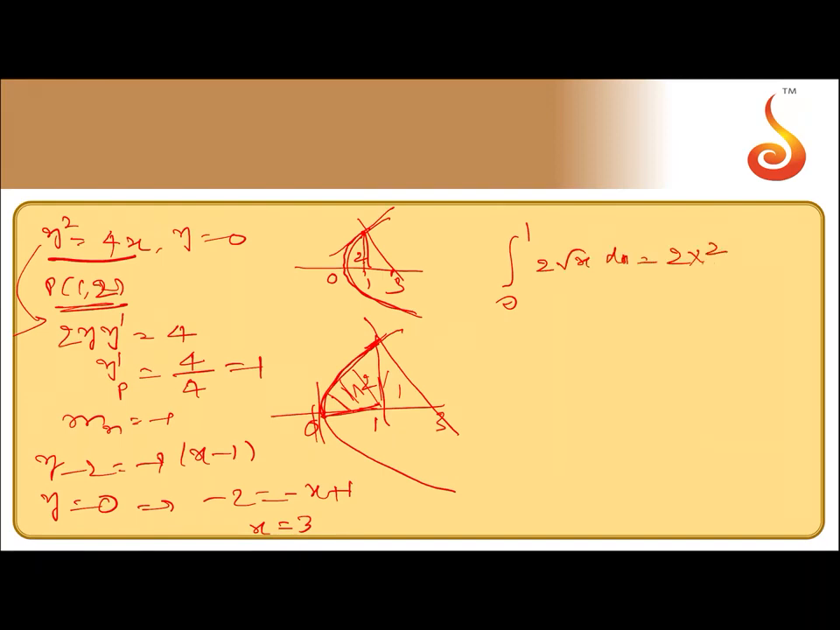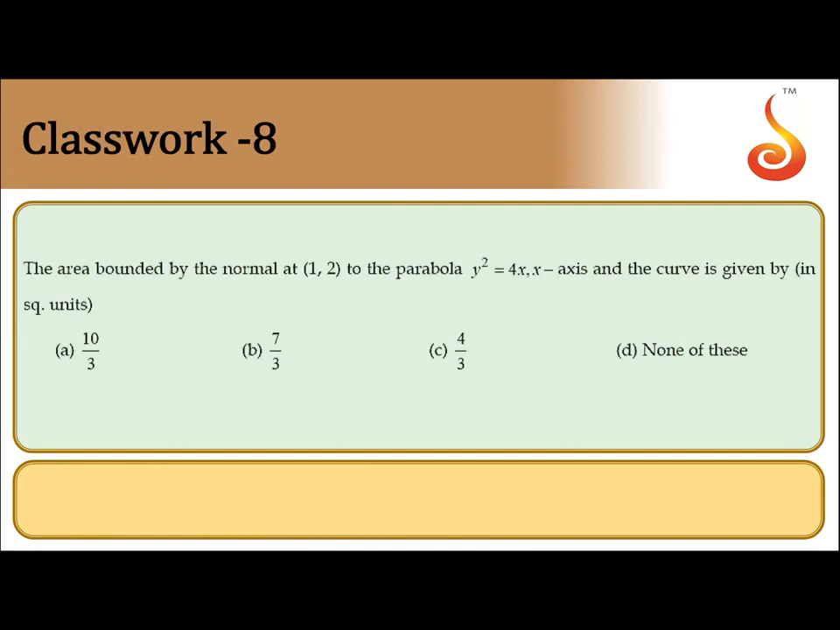That equals 2 multiplied by 2 by 3 x root x between 0 to 1. If you substitute 1, you'll get 4 by 3 area. So this is area 4 by 3, plus the area of this triangle, half into the base length 2, height length equals 2. Simplifying, 4 by 3 plus 2, how much will we get? 10 by 3. So 10 by 3 is the required answer here. Yes, the first option.